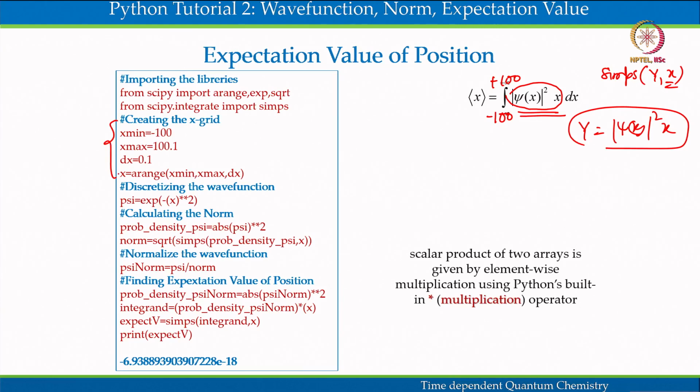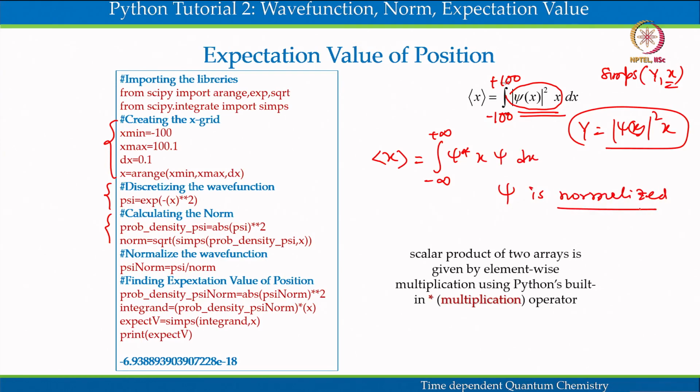This x grid creation part is known to us now. Discretization of the wave function is known to us. Then calculating the norm, we have to first normalize the wave function, because when we write down the integral from minus infinity to plus infinity of psi star x psi dx, that is the expectation value. We assume that psi is normalized. So we have to first normalize the wave function to get the right expectation value.